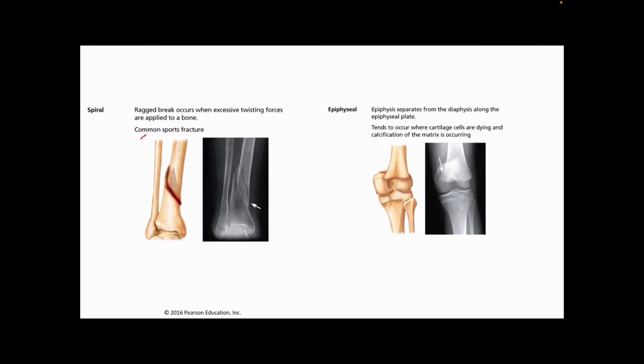Epiphyseal. So we've been talking about that epiphyseal plate. That epiphyseal line is made out of connective tissue, cartilaginous type tissue. And this would be when that cartilage actually breaks. It can be due to a few different reasons. Maybe calcification is not completed, or cartilage cells are dying off at a higher rate than they're calcifying. So that might be more of a youth break.